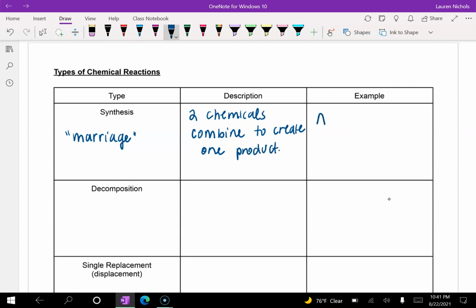So this, for example, would be like if you have chemical A plus chemical B, and now A and B are combined. A real life example of that would be hydrogen gas plus oxygen gas creates water, and it happens in a 2:1:2 ratio. But you have two reactants, oxygen and hydrogen, and then they combine to create one product, H2O.